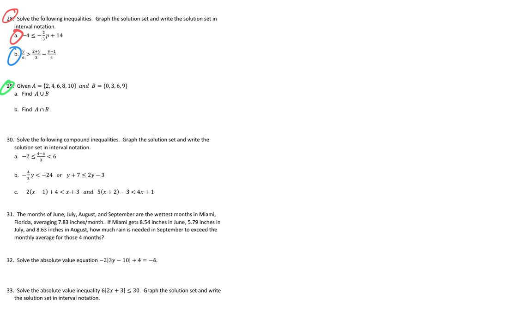Okay, 29. Given A is equal to 2, 4, 6, 8, 10, and B is equal to 0, 3, 6, 9, find A union B. So that means we're going to go along, and any number that appears in either one gets in this A union B. So A union B is equal to 0, 2, 3, 4, 6. But 6 is also included in B, so we don't need to include it again. 9, and 10.